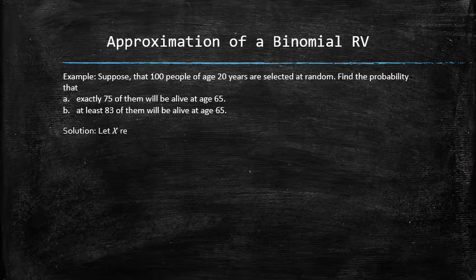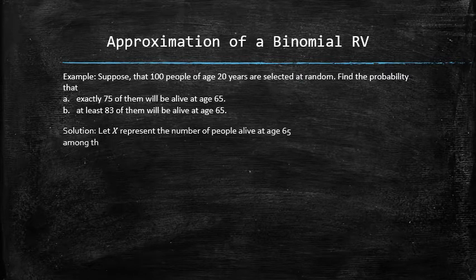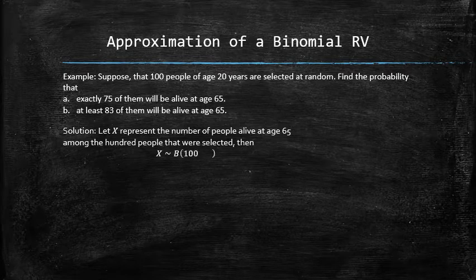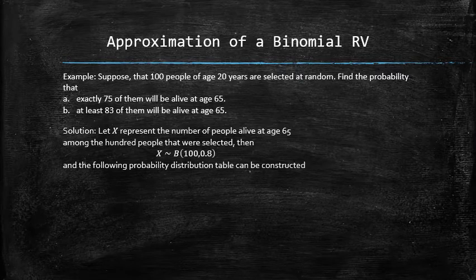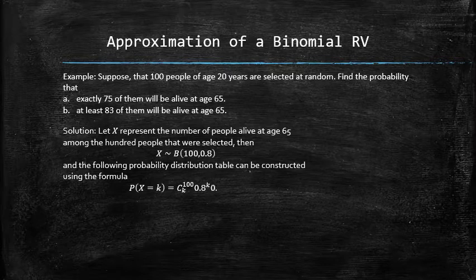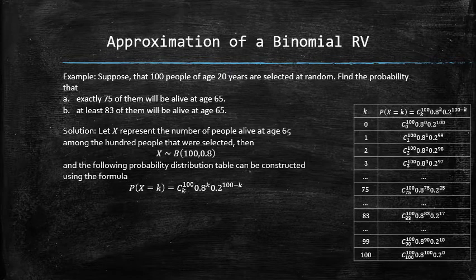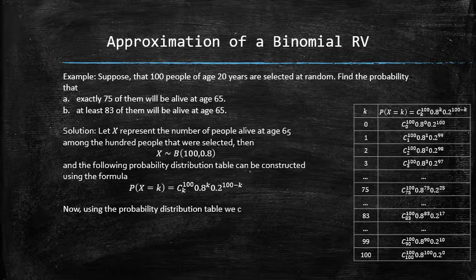To start the solution, let's introduce a random variable x that represents the number of people that are still alive at age 65 among the 100 people that were selected. Then x is a binomial random variable with n equals 100 and p equals 0.8. And the following probability distribution table can be constructed using the formula for binomial random variable. Now, using the probability distribution table, we can answer the questions.